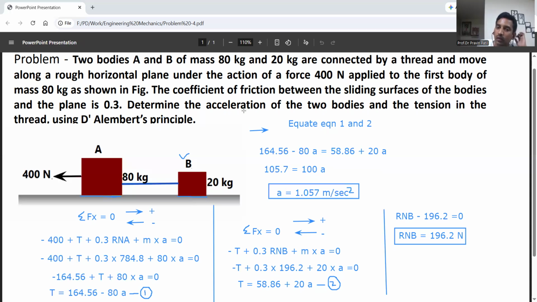Question: determine the acceleration of the two bodies. The acceleration of the two bodies is 1.057 meter per second square. Second, the tension in the thread. We have to put this a value in equation 1 or 2. I will put it in equation number 1. Equation number 1 is T is equal to 164.56 minus 80a.